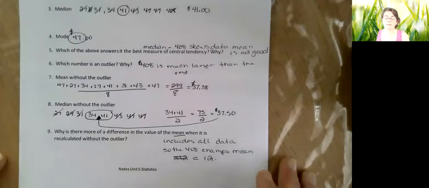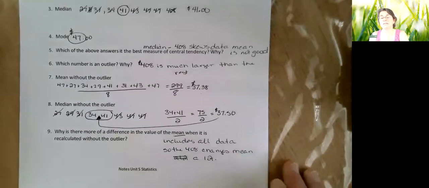All right, ta-da! You now have everything figured out about measures of central tendency, the mean, the median, the range, and the mode.